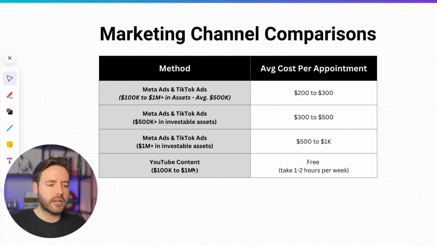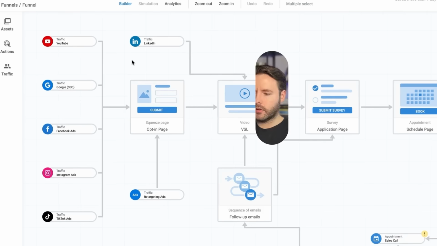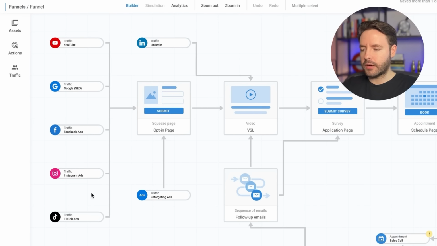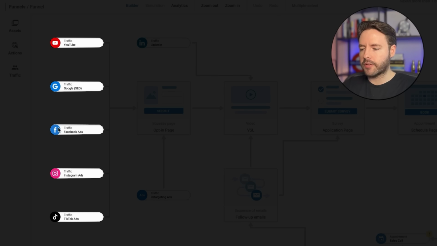So let me show you the strategy that our clients use, and it's also the same strategy that I use in my business. So here is an overview of the sales funnel, or the system that we use to get leads and appointments. You can see on the left here, we have a bunch of different traffic sources or marketing channels. So these would be things that I just mentioned earlier, like YouTube content or Facebook ads, Instagram ads, and TikTok ads. And then we send all of these people to an opt-in page.